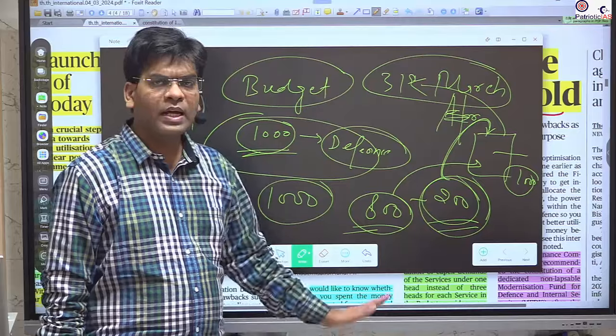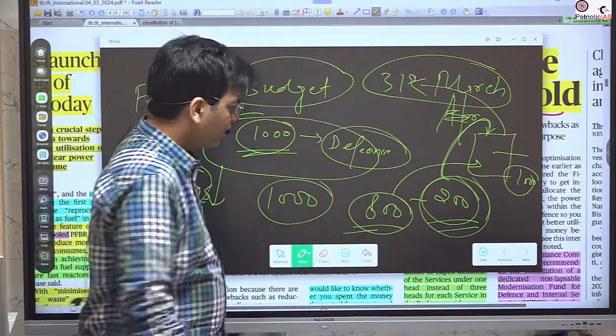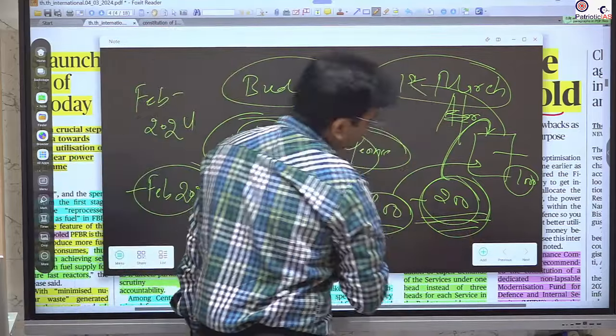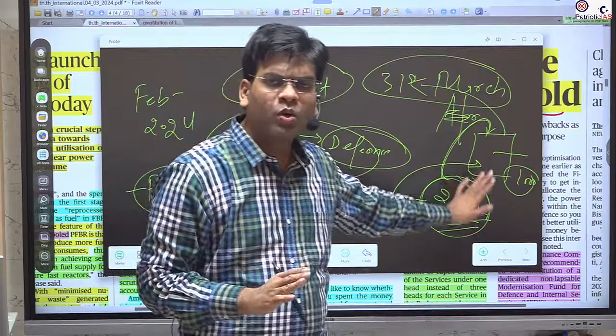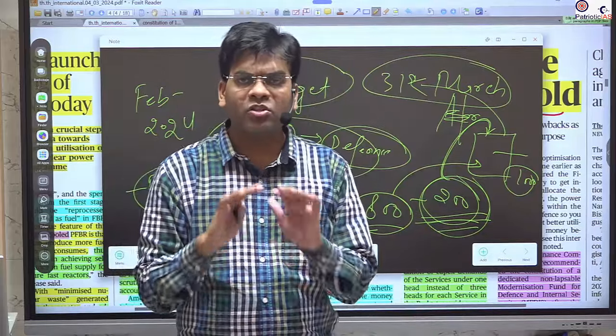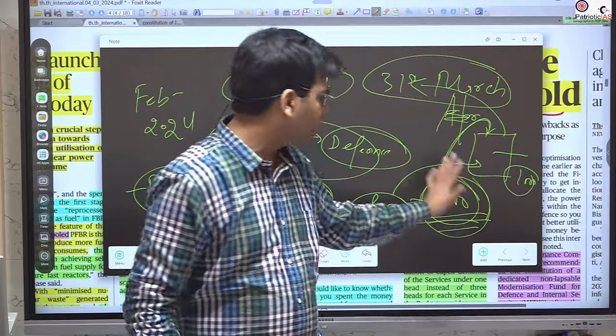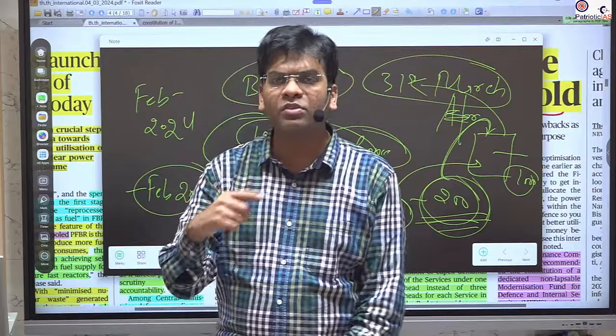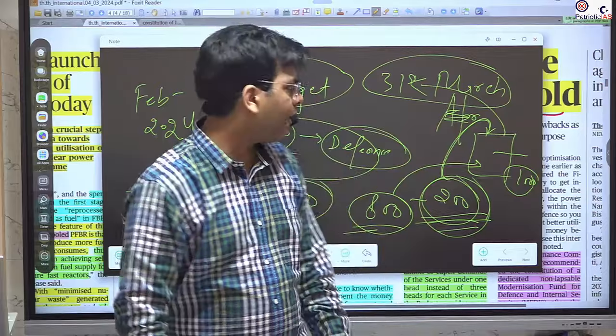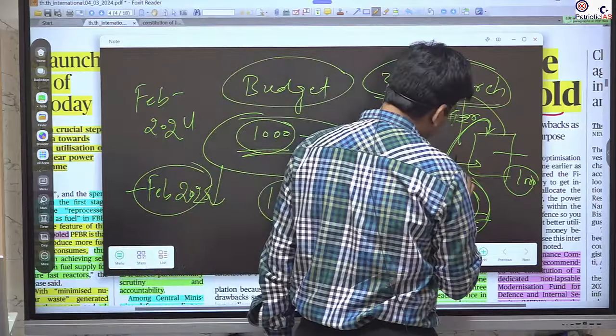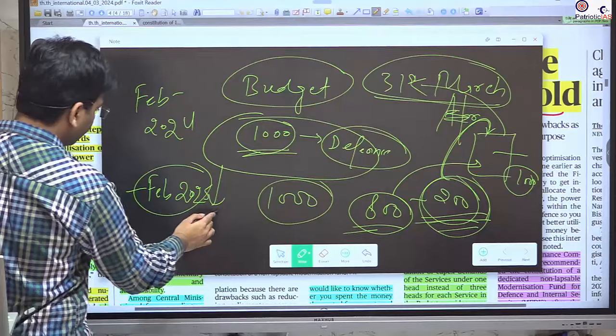That is called the lapsable. Money lapse means if you have not used this 200, your right to use this 200 goes away. You will not be able to use this 200 after that. This is called lapsable money. After 31st March of 2025, you cannot use it.